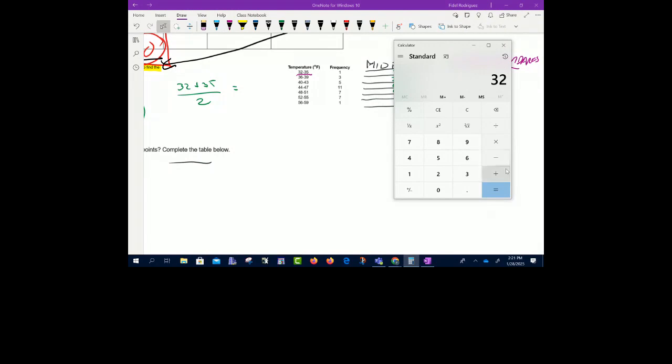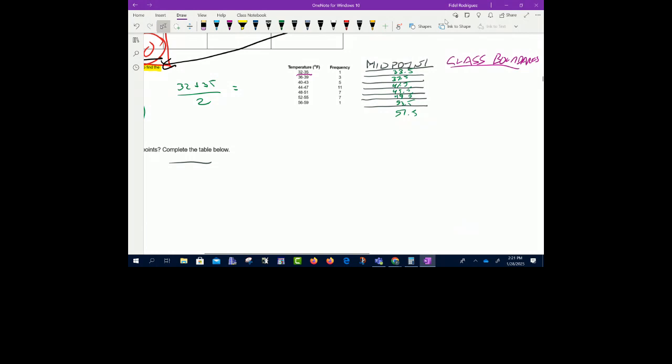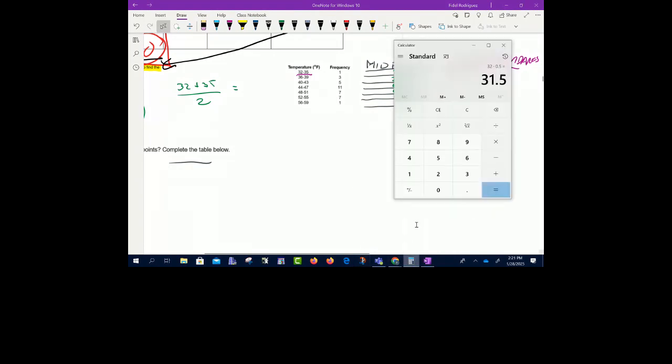Think about this in terms of money. If I have $32 and I give you 50 cents, how much money do I have? $31.50. So the lower class boundary is going to be 31.5. For the upper class boundary, I take the upper limit, 35, and add 50 cents to it. That gives me 35.5. This is what we call the class boundaries, okay?